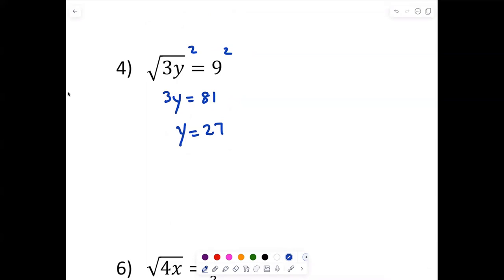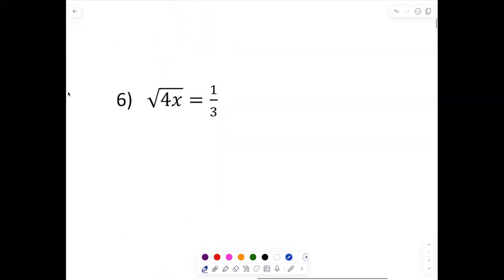Anybody have any questions? Yes. So why wouldn't it be 9? Like in the beginning, instead of 3y, why couldn't it be 9y? Because the square and the square root do what to each other? They just cancel out. You with me on that? Yeah. When you square and you take the square root, they just cancel each other out. It's like adding and subtracting.